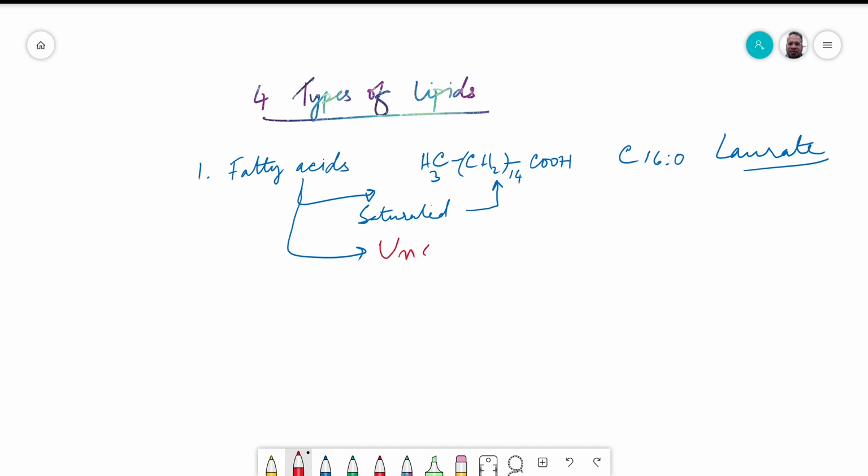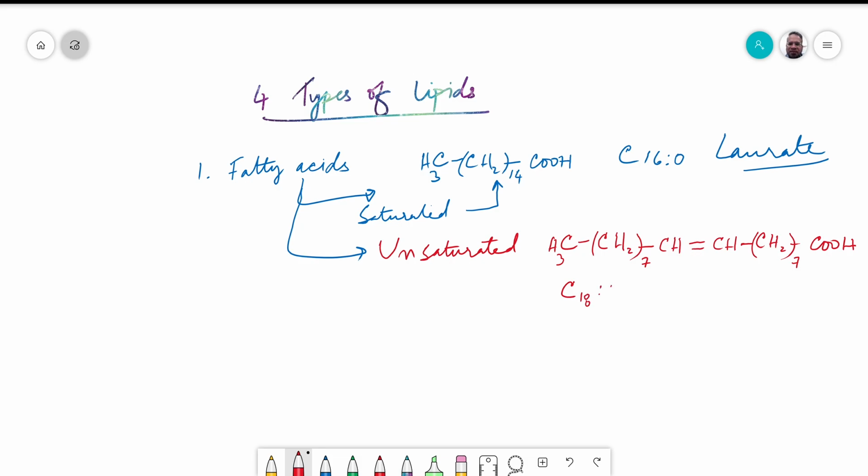So if we have unsaturated, an example would be CH3, CH2, 7 times, CH, a double bond, CH, should be CH, not CH2, CH2, 7, and COOH. If you look at this, this is 7 plus 8, 9, and then 9 on this end, so you have C18:0.